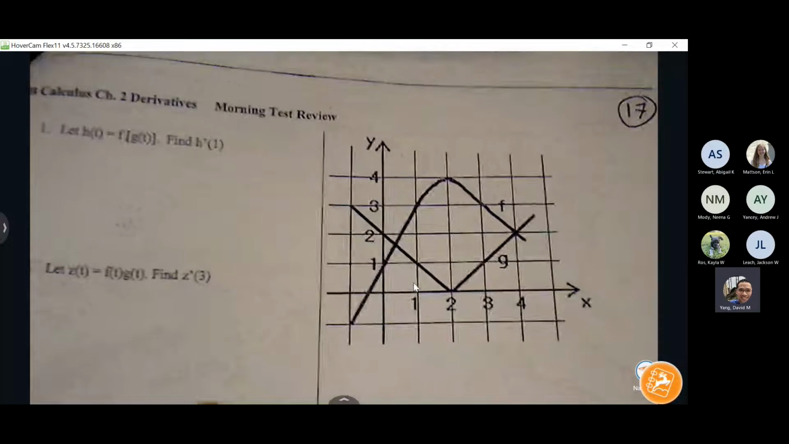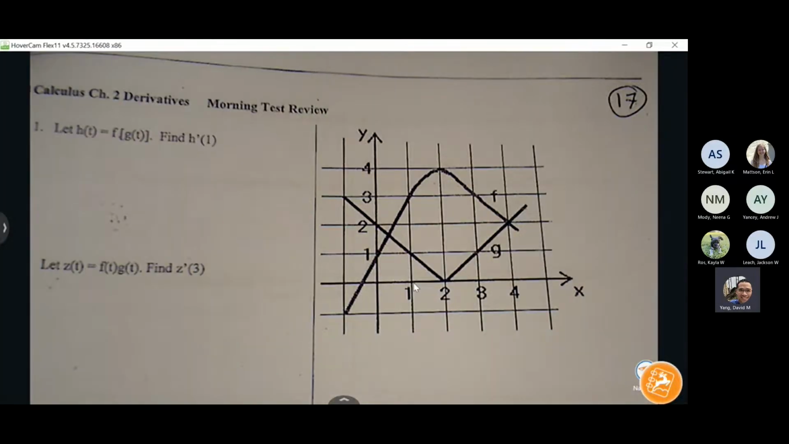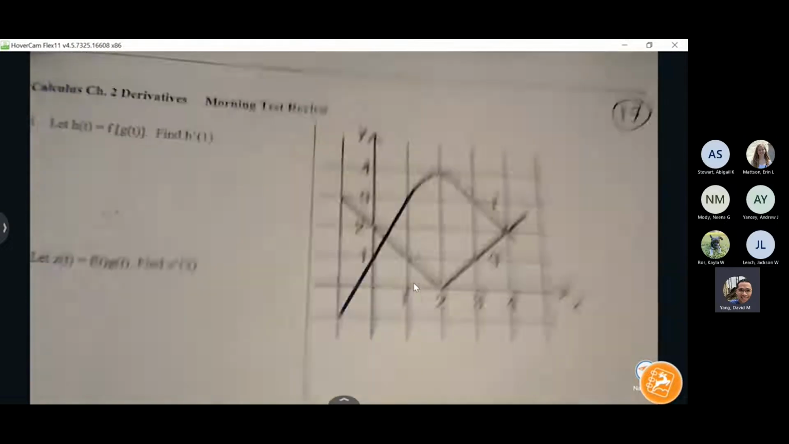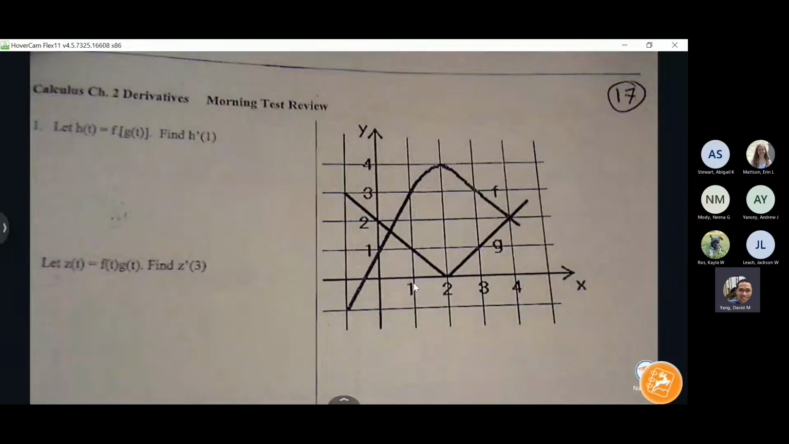All right, so page 17 in your packet, we're going to do the morning test review. And if we have time, we can also do a little bit of worksheet 4 as well. Just want to pick out as many problems as I can.